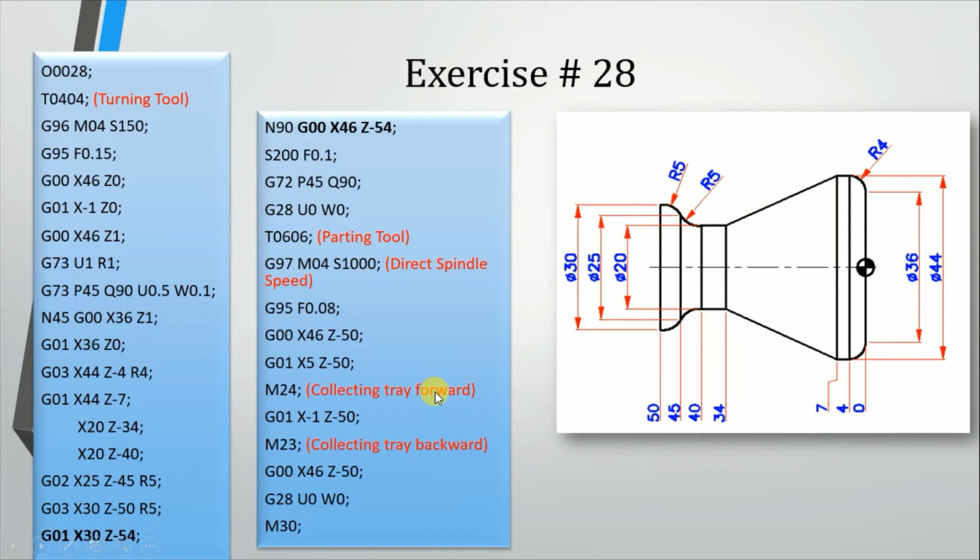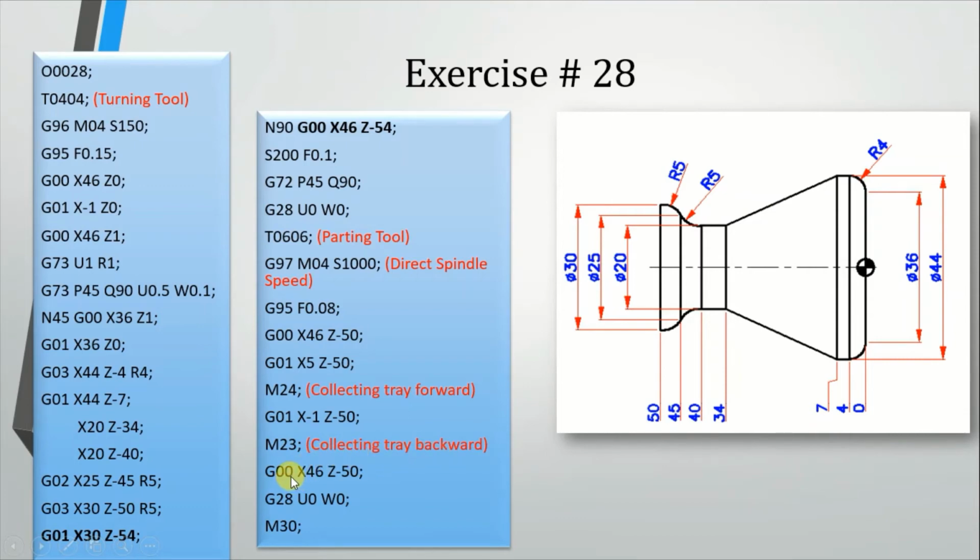When we write this command, the collecting tray will open, which will be something like this. The tray will be open, the workpiece is here, the tray will be here somewhere. So when the next command says G01 X-1 Z-50, it means the tool will come until here and the tray is open now. When we say X-1, that workpiece will fall down in the tray, and then we need to close the tray. So how to close the tray?